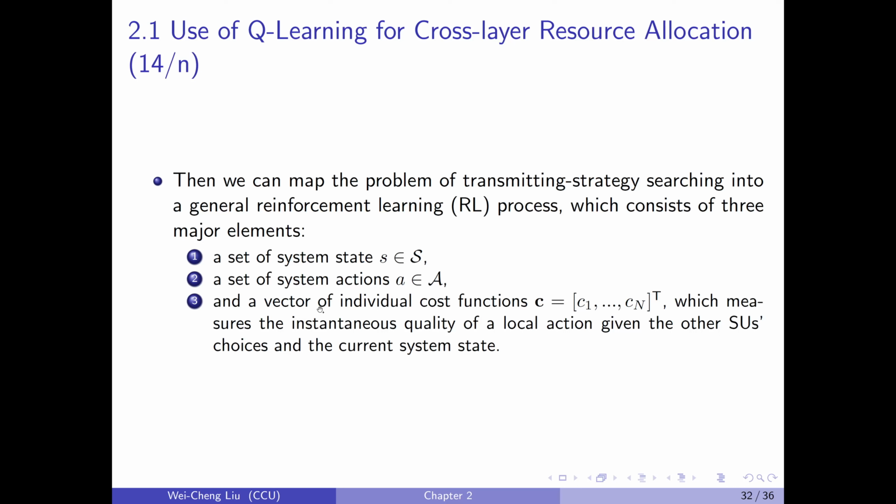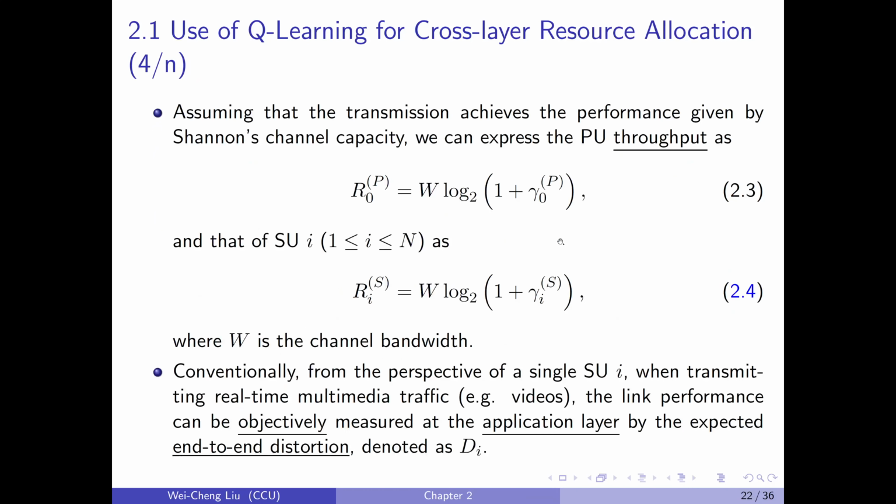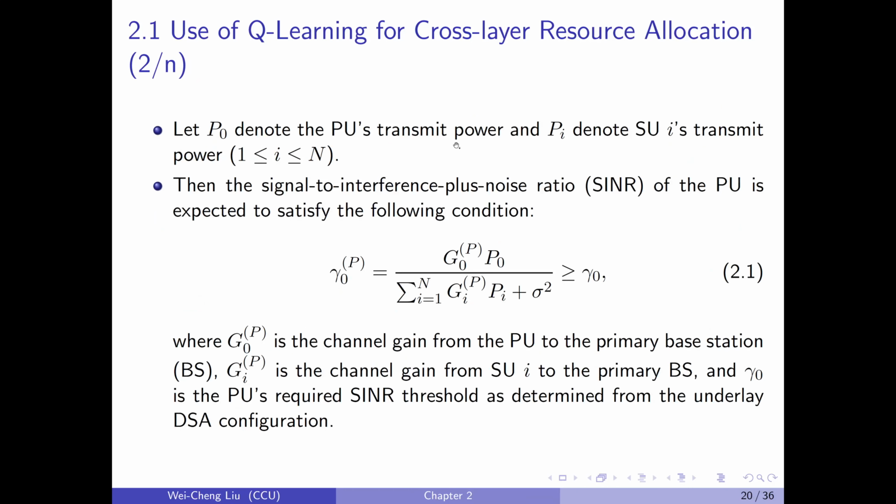Three, and a vector of individual cost functions. C is equal to C1 to C capital N transpose. Do you know what is the meaning of capital N? Or I should ask you, do you remember the meaning of capital N? Let us go back to the first capital N. So here is the capital N, which means the number of secondary users.